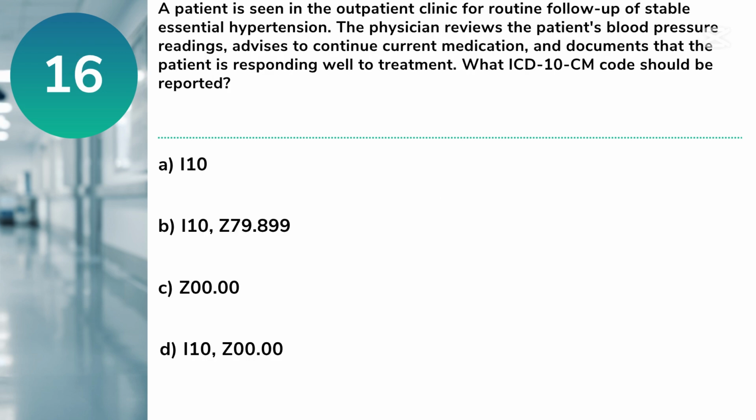Question 16. A patient is seen in the outpatient clinic for routine follow-up of stable essential hypertension. The physician reviews the patient's blood pressure readings, advises to continue current medication, and documents that the patient is responding well to treatment. What ICD-10-CM code should be reported? A. I10. B. I10, Z79.899. C. Z00.00. D. I10, Z00.00.